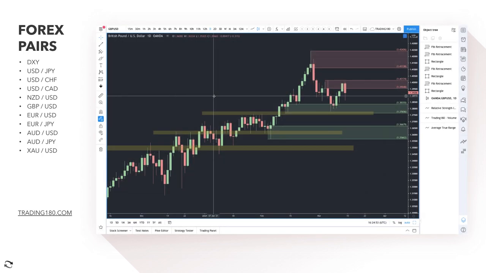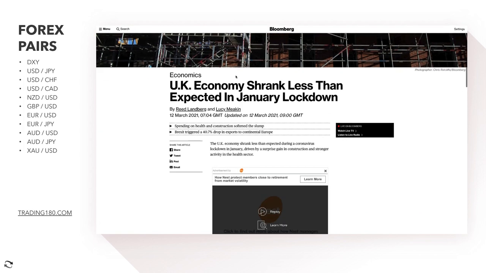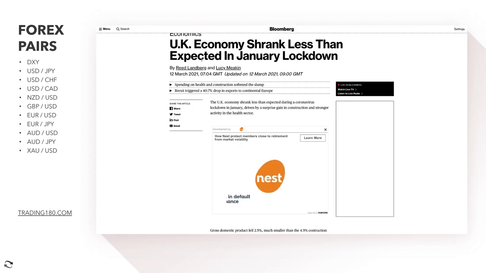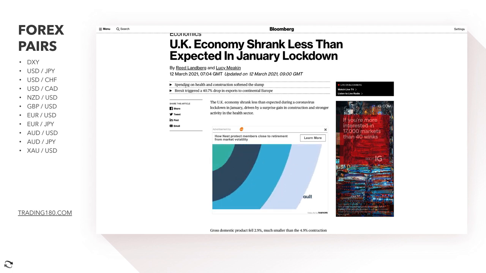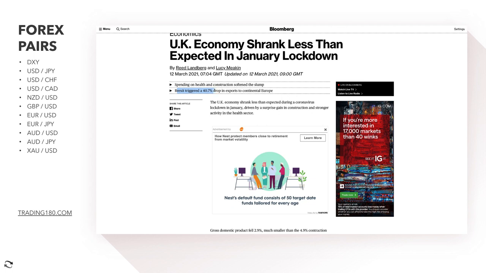Moving on to the pound dollar. Again, two pretty strong sentiment currencies, because the British pound has been really leading the way when it comes to the vaccine rollout. And also, we've got a bit of UK news, GDP. So the UK economy shrank less than expected in January's lockdown. Spending on health and construction softened the slump, and Brexit triggered a 40.7% drop in exports to continental Europe.